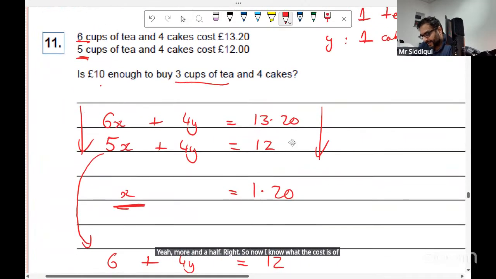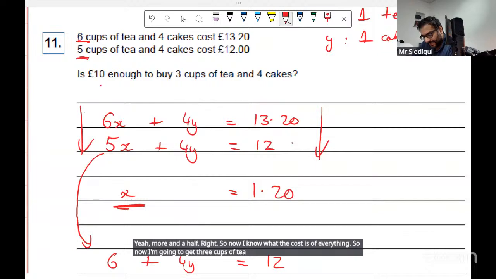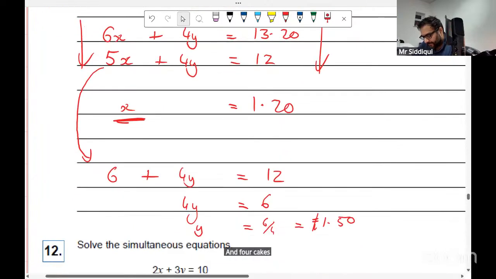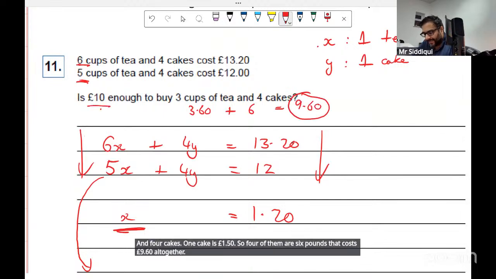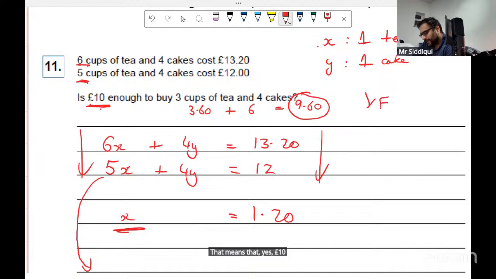So now I'm going to get 3 cups of tea, which is 3 times £1.20, which is £3.60. And 4 cakes. One cake is £1.50, so 4 of them are £6. That costs £9.60 altogether. That means that yes, £10 is enough to buy 3 cups of tea and 4 cakes. Make sure you answer those questions.